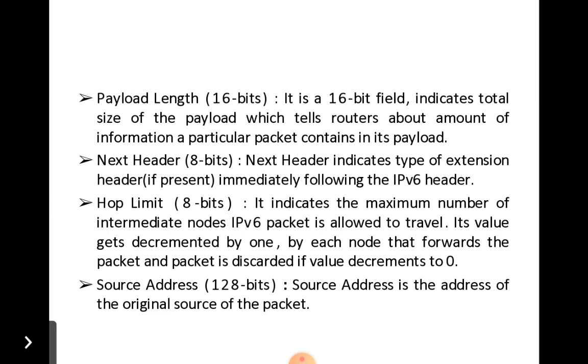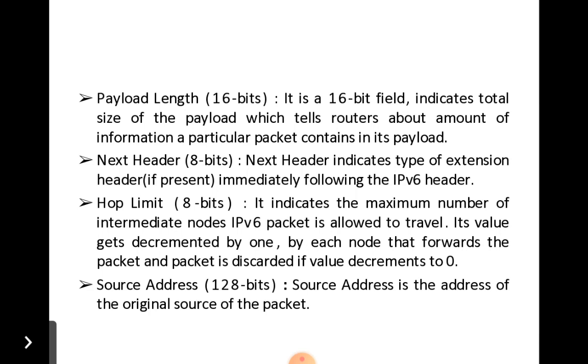Hop limit. This is 8 bits. It indicates the maximum number of intermediate nodes an IPv6 packet is allowed to travel. Its value is decremented by 1 by each node that forwards the packet, and if this value is decremented to 0, then the packet is discarded.